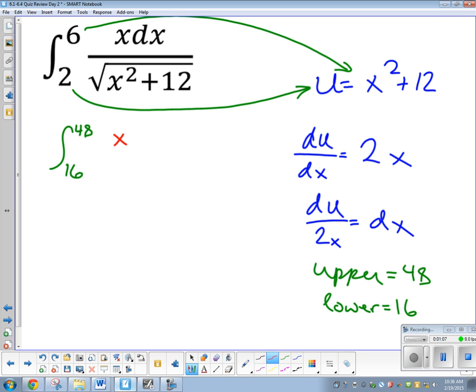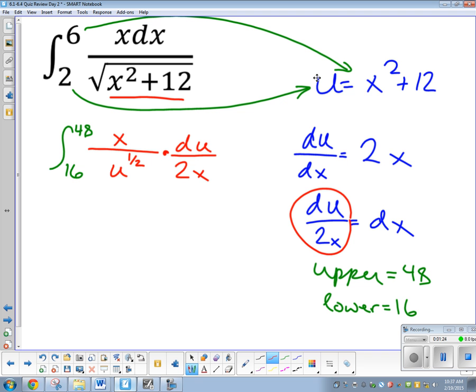Nothing happens with the x. On bottom it's u for that, and since it's square rooted, it's like the 1/2 power times dx, and our dx now is this, so I'm going to plug that in, du all over 2x. So now what can I do? Cancel the x's. I've got that one and that one, so they go away. I've got this 2 right here. I'm going to pull that out in front. So 1/2, 16 to 48. U to the 1/2, it's on bottom, so I'm going to rewrite it as u to the negative 1/2 du.